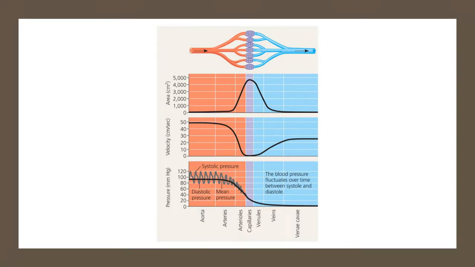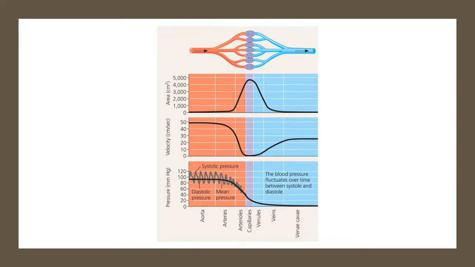Velocity, important. The velocity of the blood. Where is blood flowing fastest? Well, the aorta. And that should make sense. Why? Because remember, the heart is adding a lot of pressure. The blood in the ventricle is going to come from the heart with so much pressure that it's going to go so fast out of the aorta.